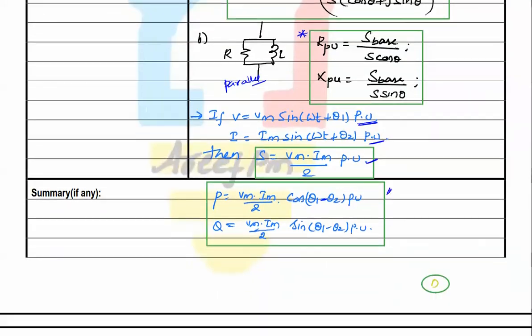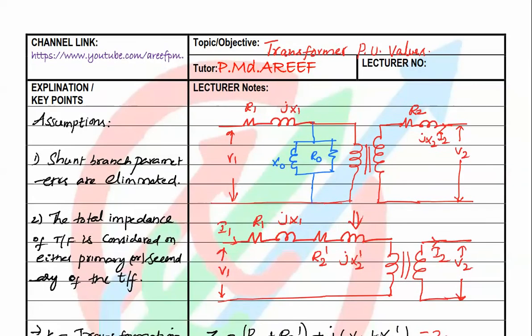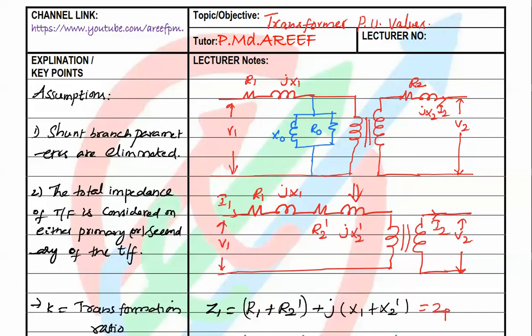In the next slide we'll look at transformer per unit values. So in this session we will see how the transformer is represented in the per unit system, and how we can see that Z1 per unit is equal to Z2 per unit in the system.